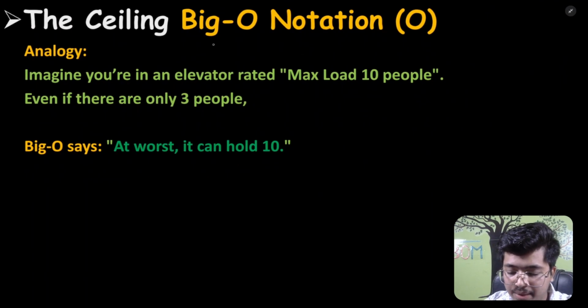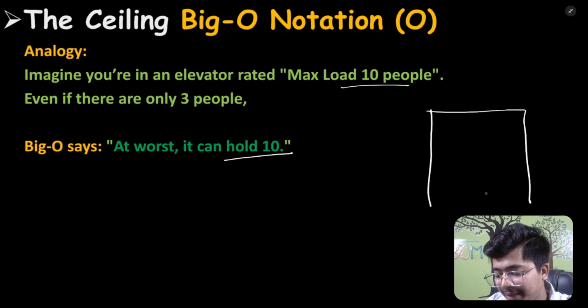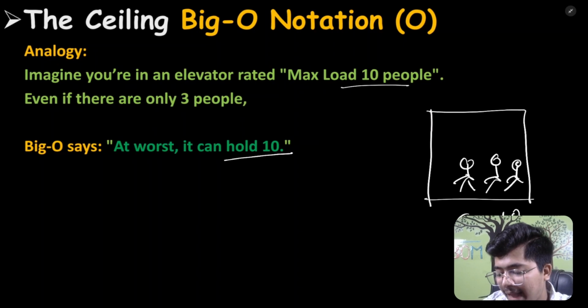So this is the same example, the ceiling big O notation. Imagine you are in an elevator with a maximum load of 10 people. If there are 3 people inside, it can hold 10. The lift has a capacity of 10 and it is carrying 3 people.